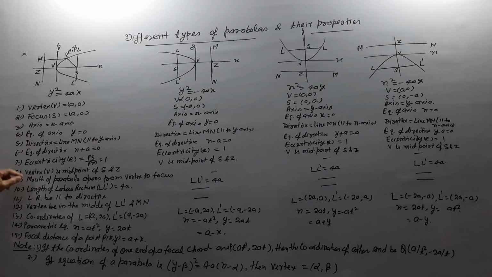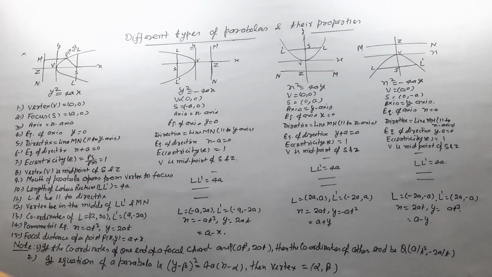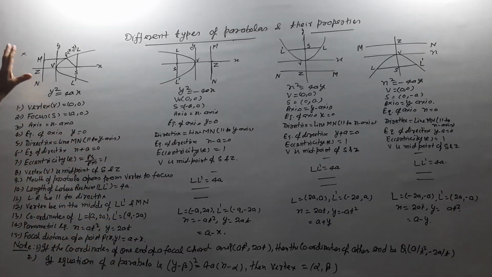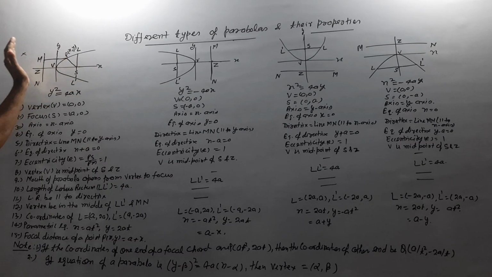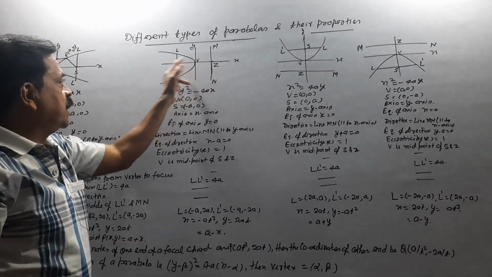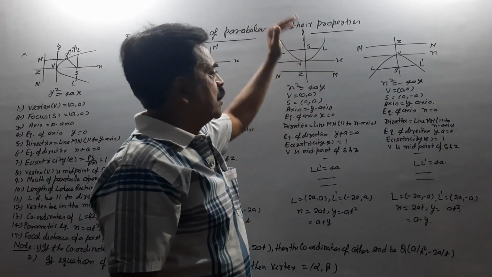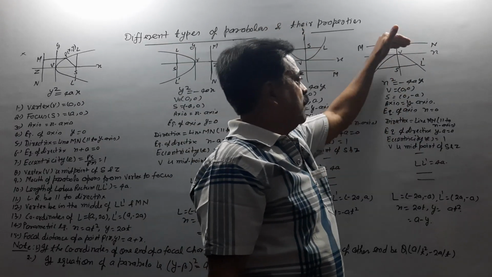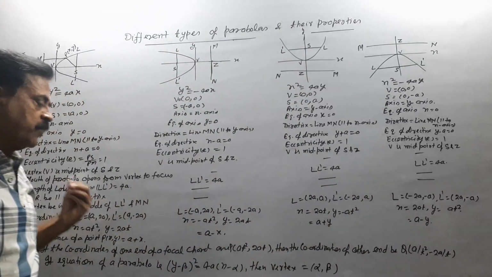Next point, which is very useful to solve the problems: the mouth of the parabola opens from vertex to focus. In all these 4 cases, we see the vertex is this point and the focus is this point. So the mouth of the parabola opens from vertex to focus, in this case and in the others too. The mouth of a parabola always opens from vertex to focus.